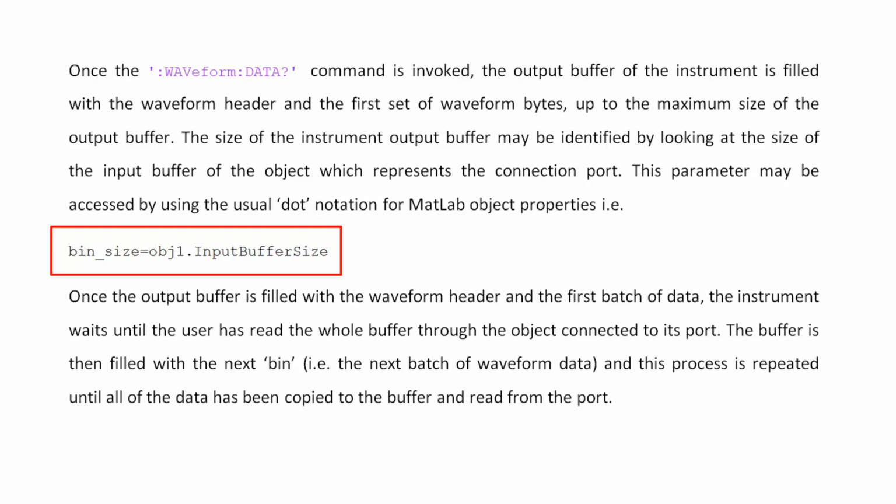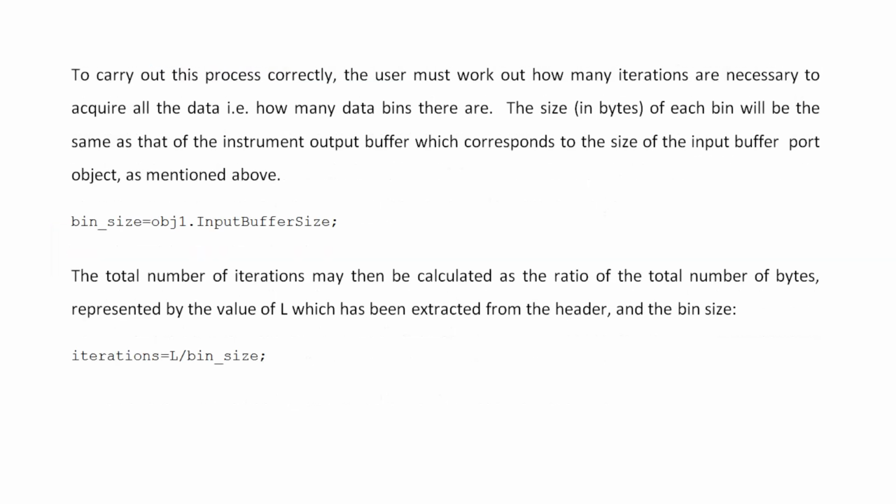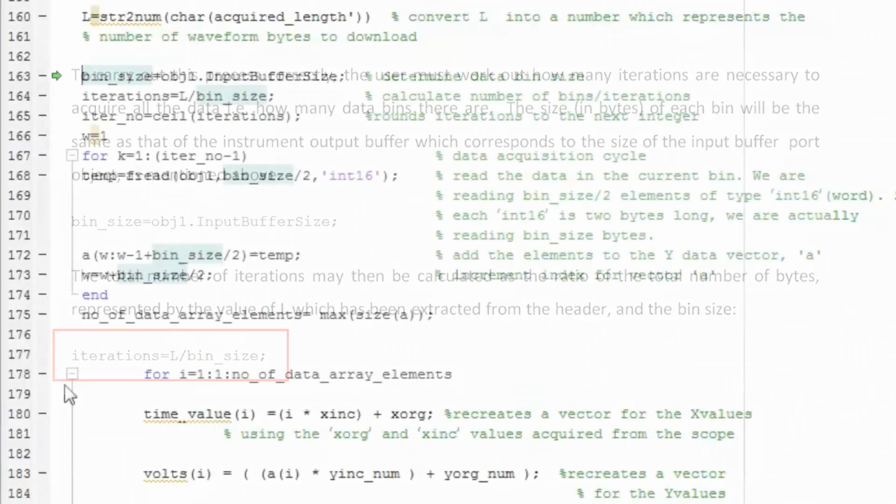And this parameter can be accessed easily by using the dot notation. So to work out the bin size, the maximum number of bytes that the instrument can provide at any one time, we can just declare a variable called bin_size and assign it to the input buffer size property of object 1. So now we know just how many bytes we're going to have in our waveform data, which is given by the variable L, and we also know how many of these bytes can be made available at a time by means of the variable bin_size. So the number of iterations would be the number of bytes in total that a waveform comprises of divided by the bin size.